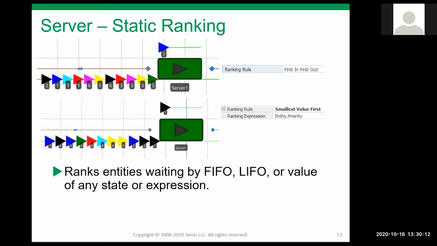However, you can also rank it based on smallest value first of any, or largest value first of any expression you want, and a common expression to use is entity priority. So that way, if a priority 3 comes in and waits at the beginning of the queue, and a priority 1 comes in after that, it would move in front of the priority 3. If a priority 2 came in, it would move between the priority 1 and the priority 3.